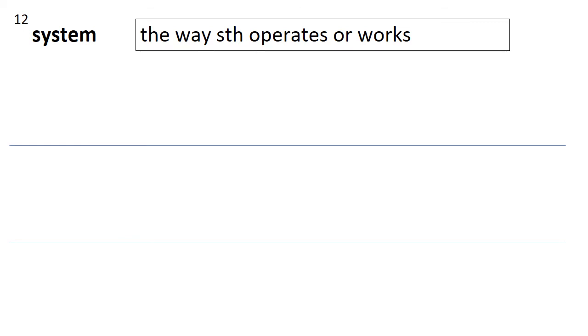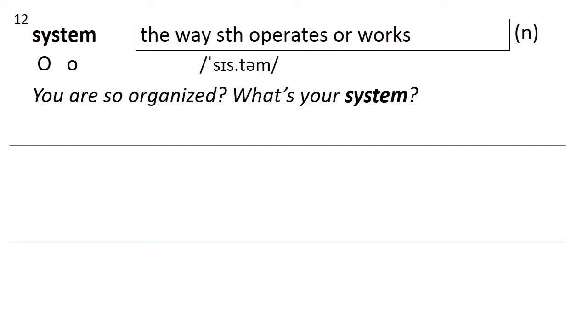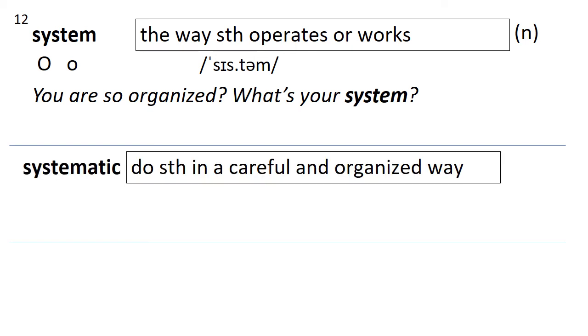Last word, system. System is the way something operates or works. It's a noun. 2 syllables, stress on the first. System. You are so organized. What's your system?